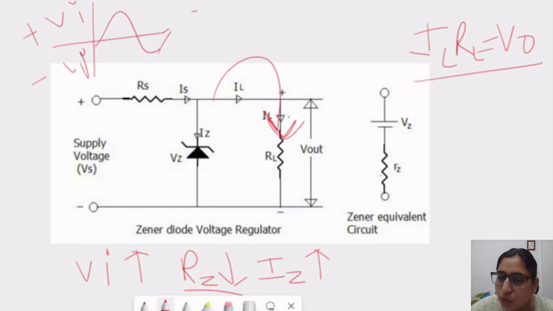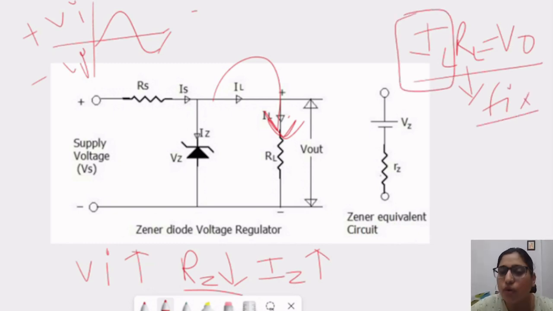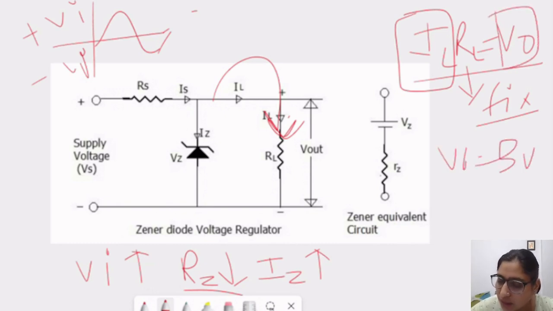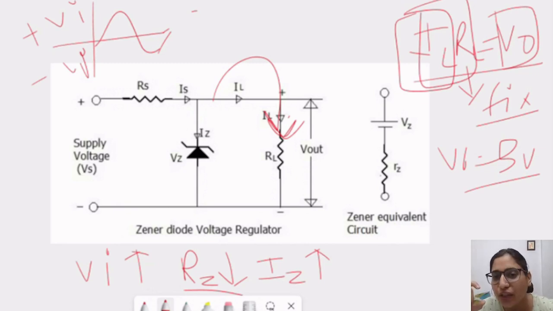We know that output voltage is a multiplication of IL and RL, and RL is our fixed quantity. We can't change the load resistor, but we can somehow change the flow of this IL. Whatever the IL is coming, it should be in a particular range so that the output V naught will be fixed. Let's suppose V naught is 5 volt. So at constant we need the 5 volt. For that the ratio of IL RL should be constant. RL is fixed, so we have to change the value of IL.